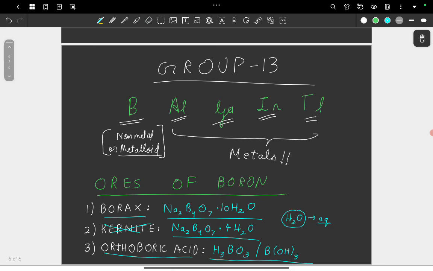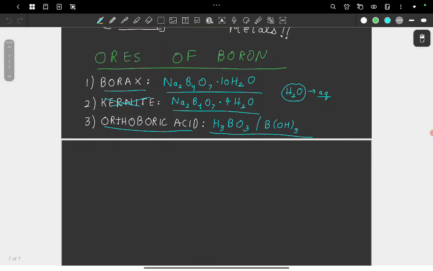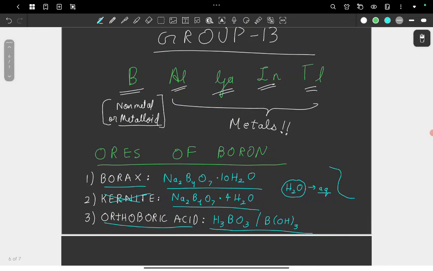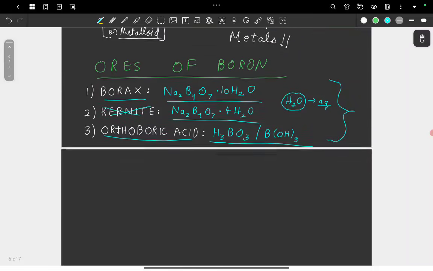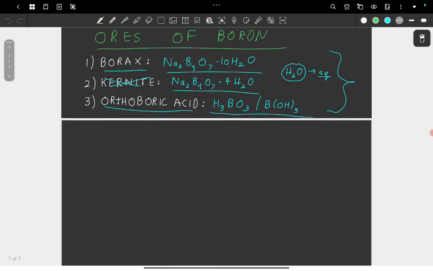Kernite might not be that important, but who am I to judge? After all, NTA can ask, and whatever they can ask, you have to know. Otherwise, how else will you do questions? So, these were the ores. We are not going to learn about the properties of these ores or where they are found, because those are not relevant for our syllabus of JEE mains. For JEE advanced, you might have to know, but for JEE mains, this is enough.